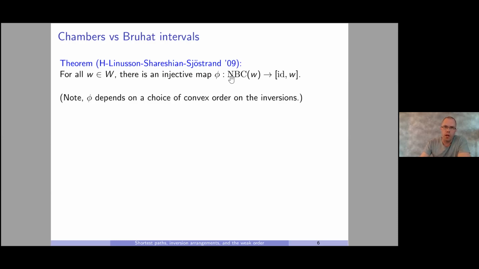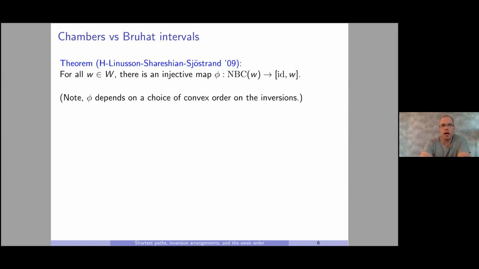I will tell you about this NBC thing in a bit, but there is an injective map from the set of NBC elements, so no broken circuit sets, into the Bruhat interval. So what is this NBC? I will not define it, but it's something that you can associate with any matroid. So the NBC sets are certain distinguished bases of the flats. And once you have these distinguished bases, there are all kinds of nice properties.